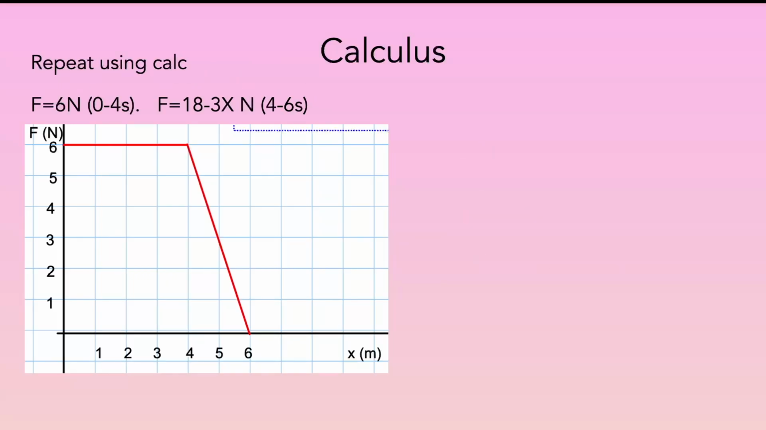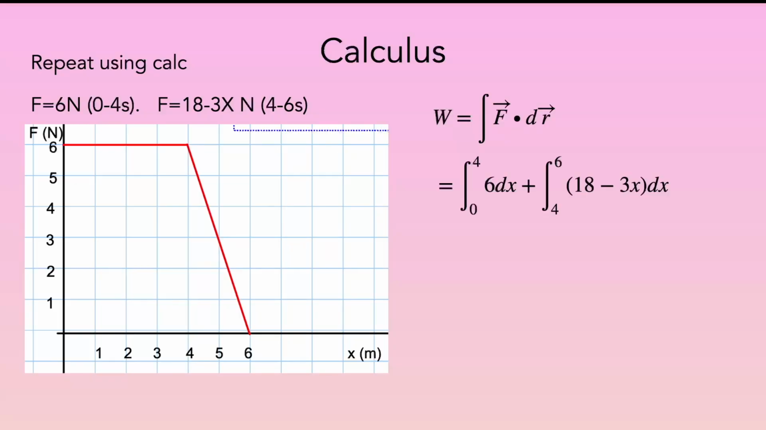Now, if we do it with calculus, we'd actually have to have two equations. We still have to break it into two parts. So let's do from 0 to 4, the force is 6. So from 0 to 4, we have 6 times dx. And we're assuming they're in the same direction in this. That's really kind of important, actually. So the integral of 6 dx is 6x from 0 to 4. So we end up with 6 times 4 is 24, which we found in that previous one.